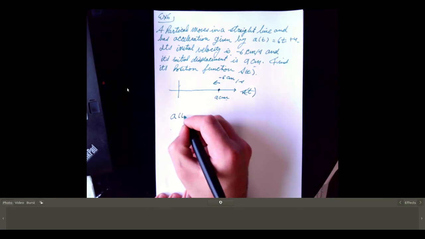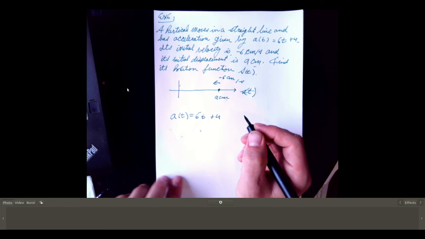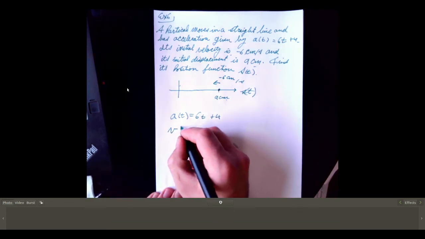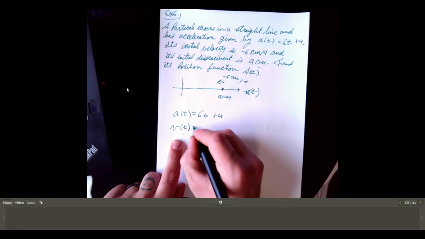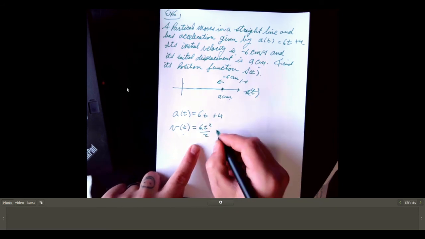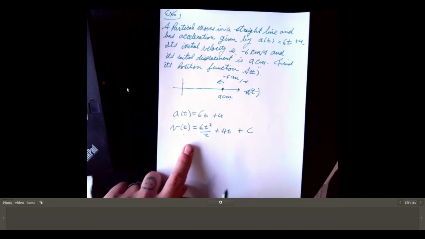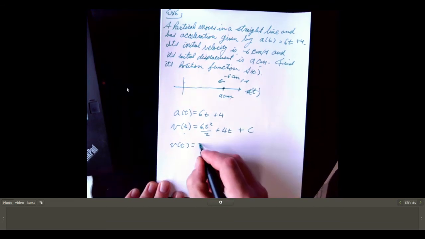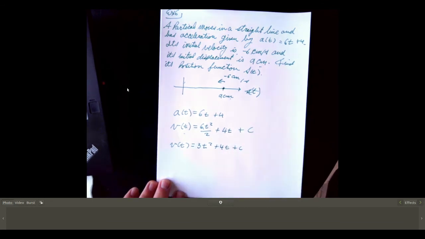We're given that a of t is equal to 6t plus 4. We know that acceleration is the rate of change of velocity. So if we find the antiderivative of acceleration, that'll give us velocity. That'll give us 6t squared divided by 2 plus 4t plus some constant. We can simplify. v of t is equal to 3t squared plus 4t plus c.